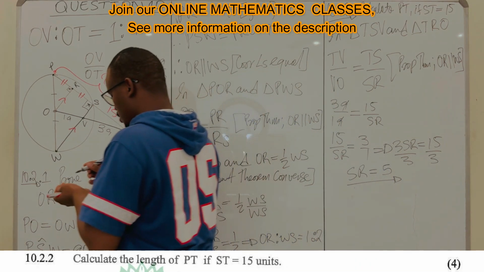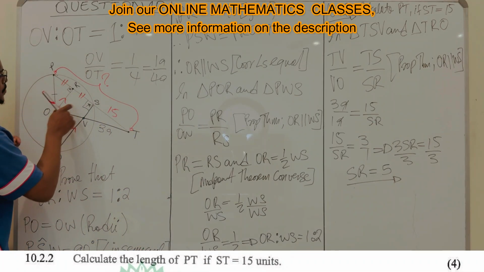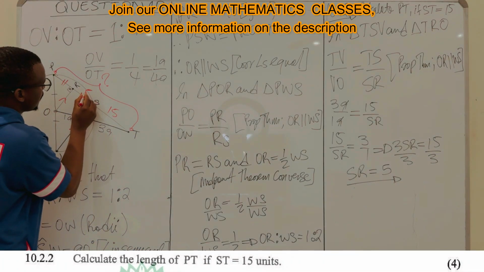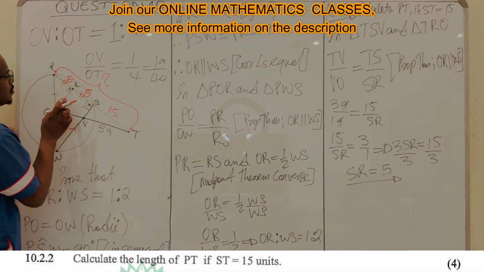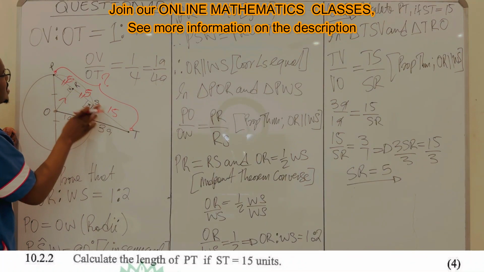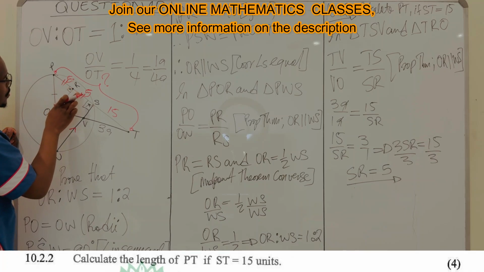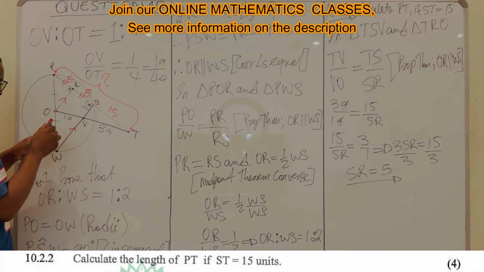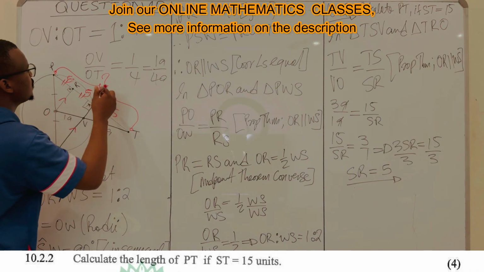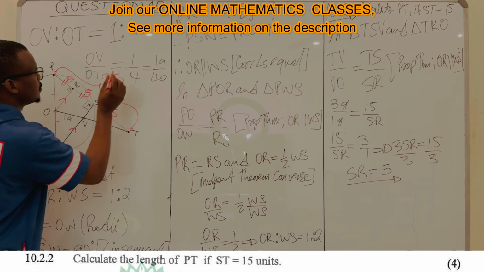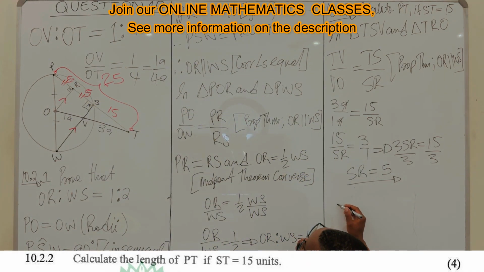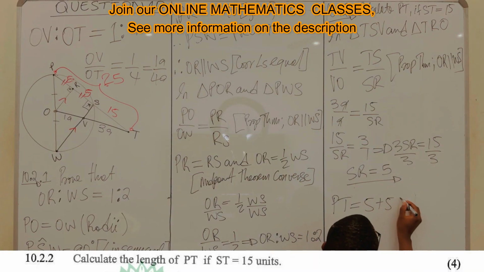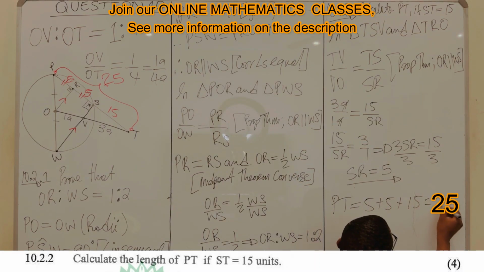Which means we know that this part here is 5 here. But this is equal to this, so this one is 5 as well. Right? Which means your PT is going to be 5 plus 5 plus 15, which will come out to be 25. So your PT, which is what they want, is equal to 5 plus 5 plus 15.